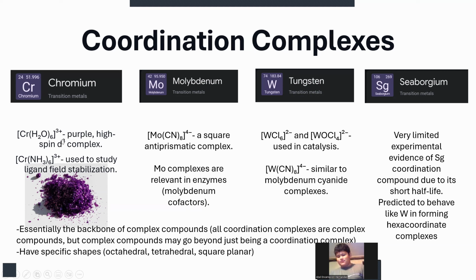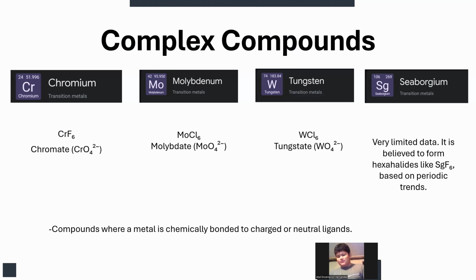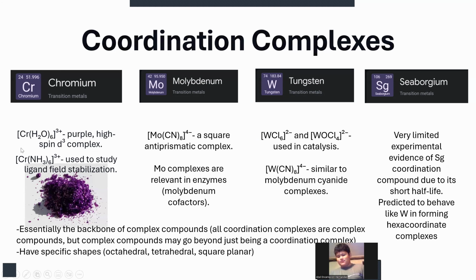So that'll be the coordination complex. But a complex compound could be that same molecule, but with, in this case, three chloride molecules right next to it, sort of interacting, not necessarily in a sigma bond, but interacting with the molecule. Anyway, we have multiple examples of chromium with water molecules around it, or with amine molecules around it.